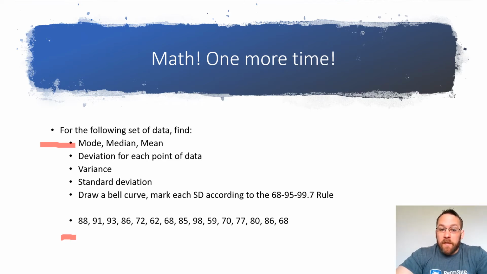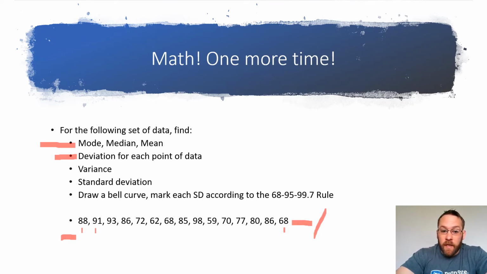You need to find the deviation for each point of data from the mean. So once you discover what the mean is, you add up all these numbers. Whatever that answer is, then you divide by how many sets of data there are, which there are 1, 2, 3, 4, 5, 6, 7, 8, 9, 10, 11, 12, 13, 14, 15, right? So add all these up, divide by 15, and that's going to give you the mean. That's the middle number on your bell curve.